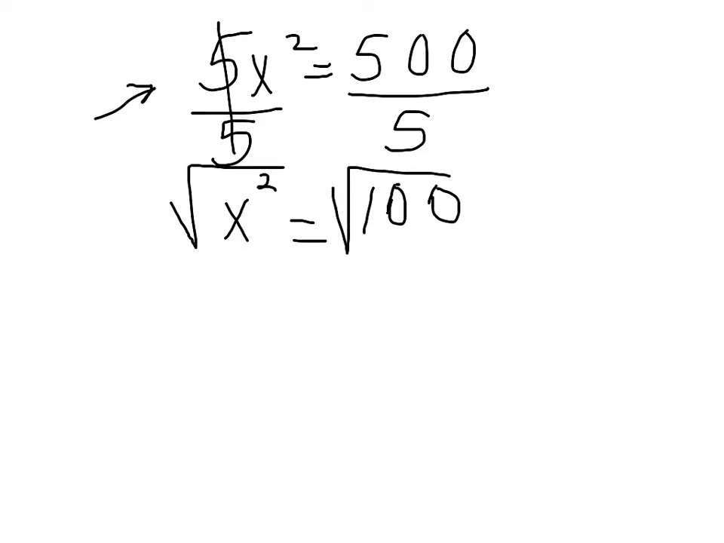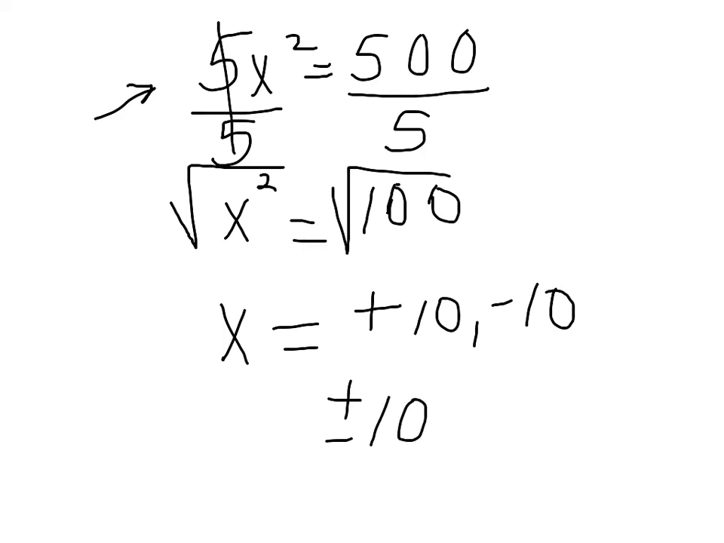Alright, when you square root x squared, you just get an x. When you square root 100, you can get positive 10 or negative 10. And actually, I didn't mention this in the last slide, but you can write both of those answers at the same time by using the plus and minus sign. So you're telling people that the x can be plus and minus 10.